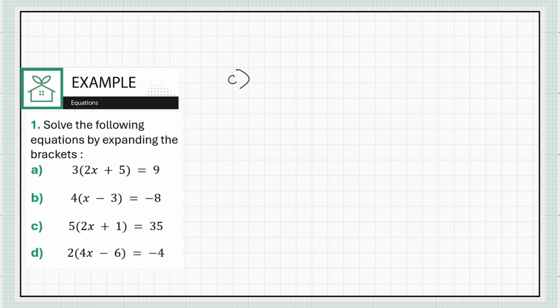Alright, looking at C, we have 5(2x + 1) is equal to 35. Expanding this bracket, we do 5 times 2x, which is going to be equal to 10x, and then 5 times positive 1, which is just plus 5.